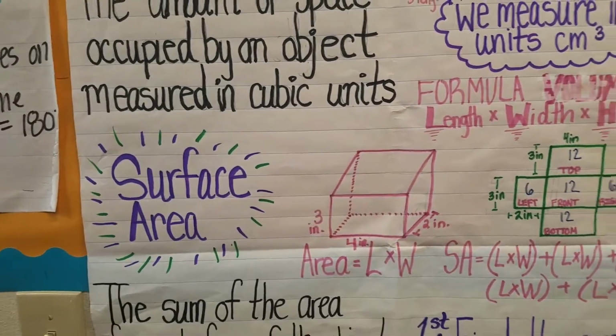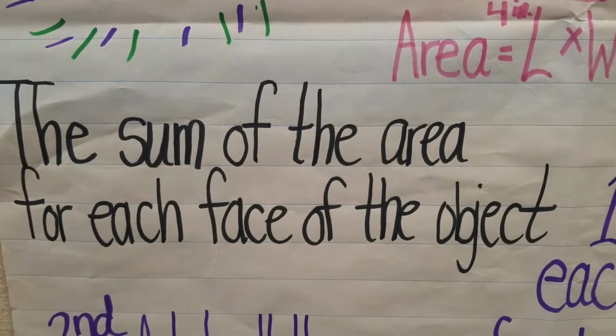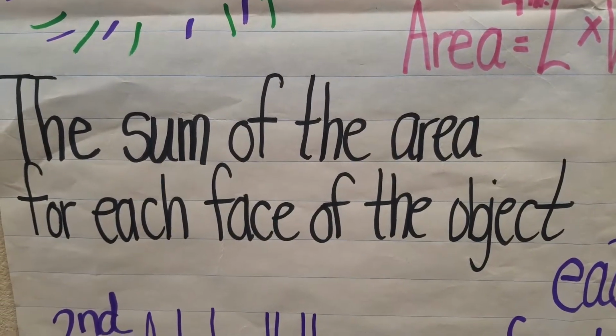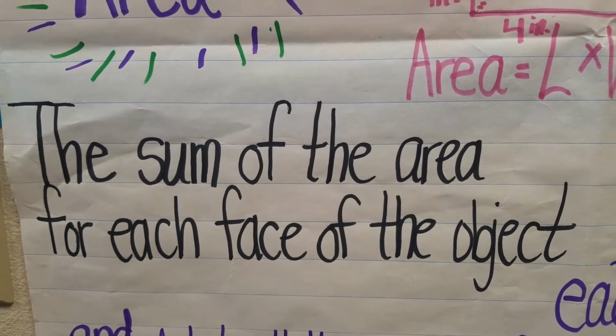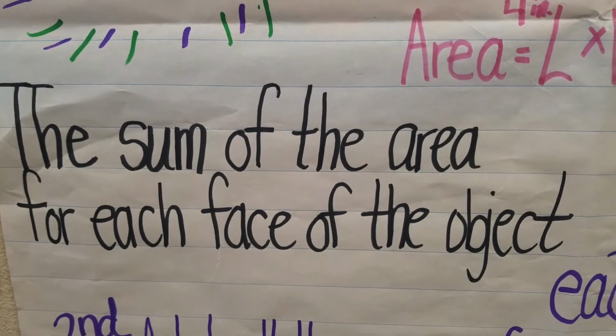So surface area. What is surface area? It is the sum of the area for each face of the object. The sum of the area. So sum means add. So it's adding up the areas for each face of the object.